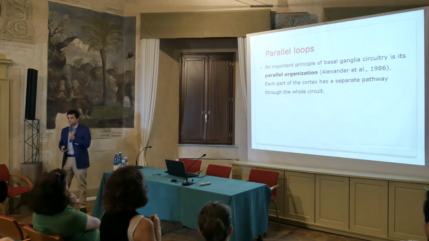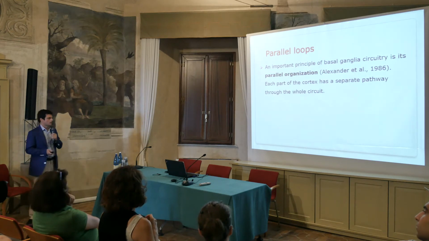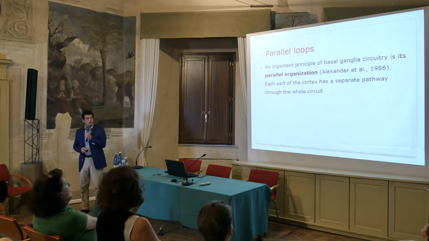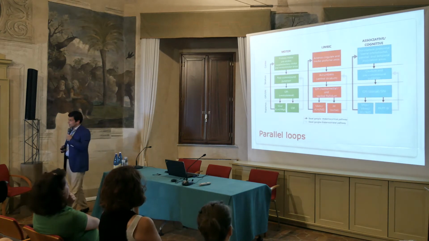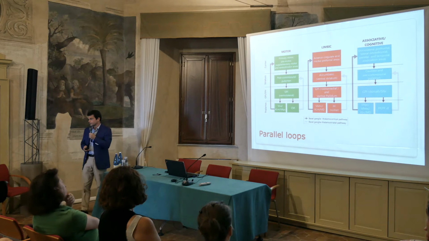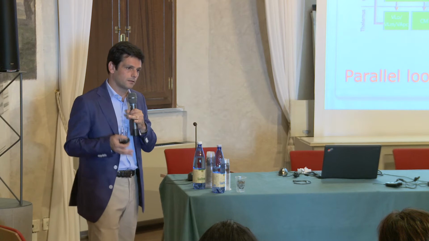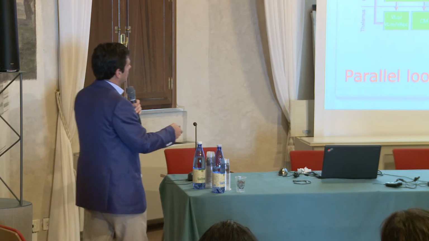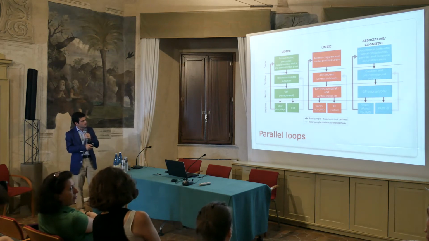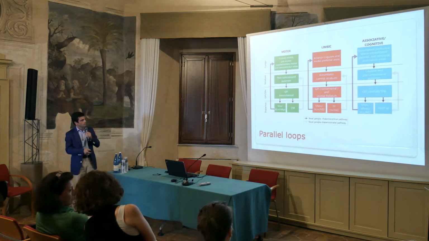So one of the elements that we have to take into consideration when we talk about basal ganglia is their parallel organization. It is now clear that we have at least 3 different loops, which are anatomically segregated. You can see that the motor loop starts from the motor cortex, then goes to the putamen, GPI, and then back to the cortex.